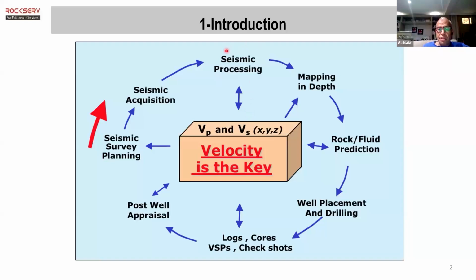But you are using velocity for different things: on seismic processing, on depth conversion, on rock fluid prediction, on well placement and drilling, forecast of the well tops. And the sources of this velocity could be logs, could be VSPs, could be check shots. And then we go to the well appraisal to drill. So from all of this, you can see that velocity is the key, or one of the keys, in order to open many doors into many things. At the same time, those doors are open to come up with suggestions for the velocity itself.